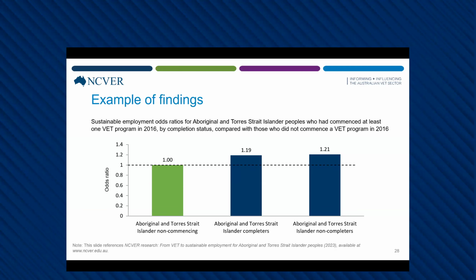One of the key findings from this study was that participating in VET increased the likelihood of sustainable employment for Aboriginal and Torres Strait Islander peoples. The analysis showed that the likelihood of achieving sustainable employment was about 20% higher for Aboriginal and Torres Strait Islander peoples who had commenced at least one VET program in 2016, compared with those who had not commenced a VET program during the same year. Interestingly, the outcomes were similar irrespective of whether the student had completed or not completed the VET programs that they had commenced in 2016.